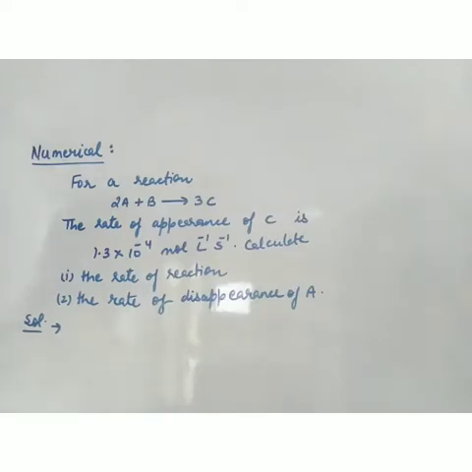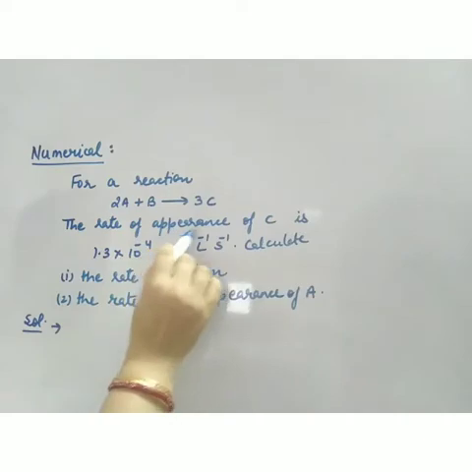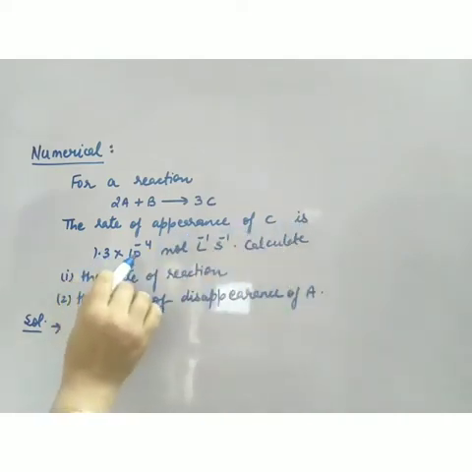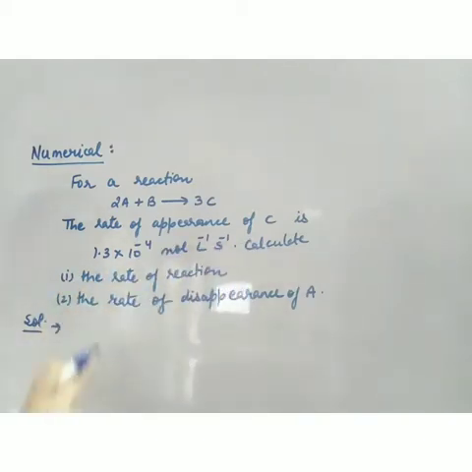In continuation with the previous video on how to write the rate expression for any reaction, let's solve some numericals on that. Suppose this reaction is given to me: 2A plus B gives 3C. The rate of appearance of C is 1.3 into 10 to the power minus 4 mole per liter per second. We have to calculate the rate of reaction and then the rate of disappearance of A.